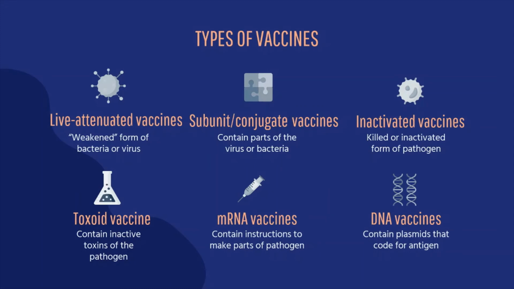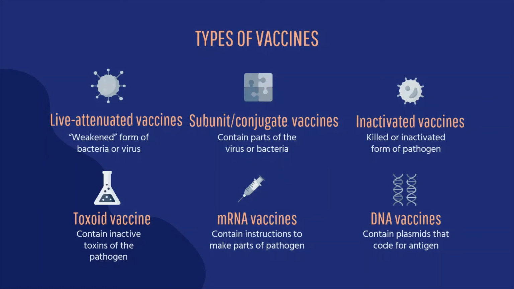Toxoid vaccines are very interesting. Botulism is a good example of this. It's not that the pathogen itself causes the disease, but rather the toxins that it releases. So these toxoid vaccines actually contain inactivated forms of the toxin that your immune system can recognize and create antibodies against to break down. Very interesting there.